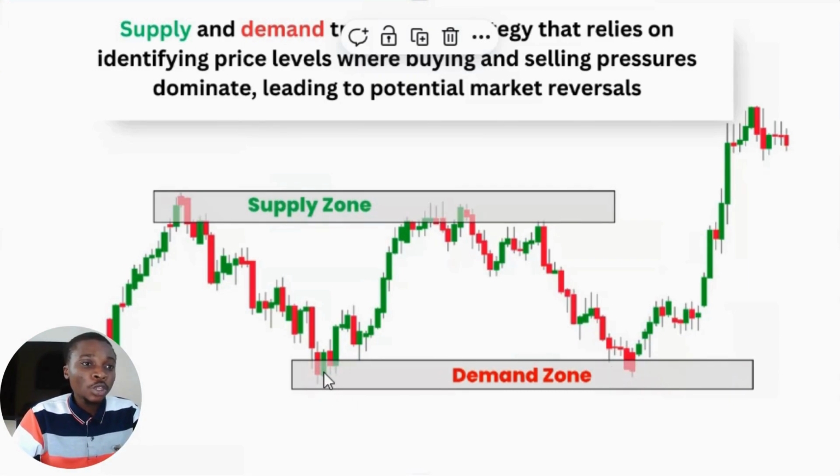This is how you can scalp it. You can just buy at this point, immediately take your profit right here. Now you sell again at this point, immediately take your profit right here. You buy again.